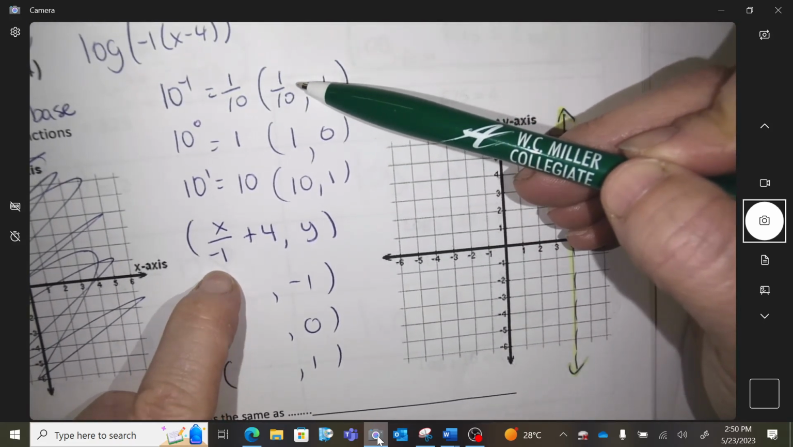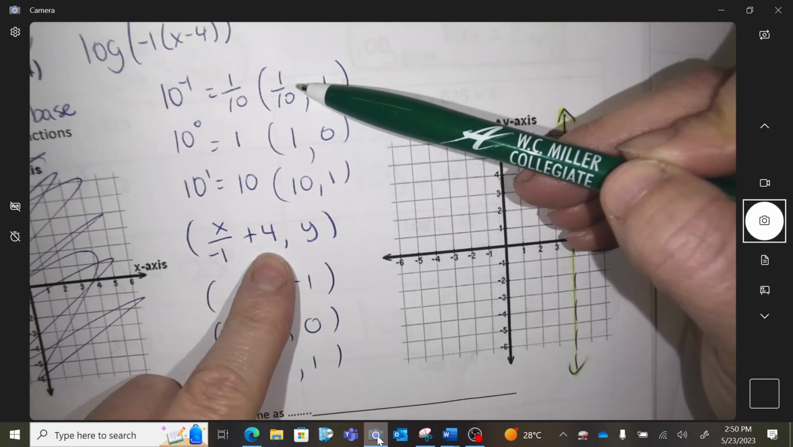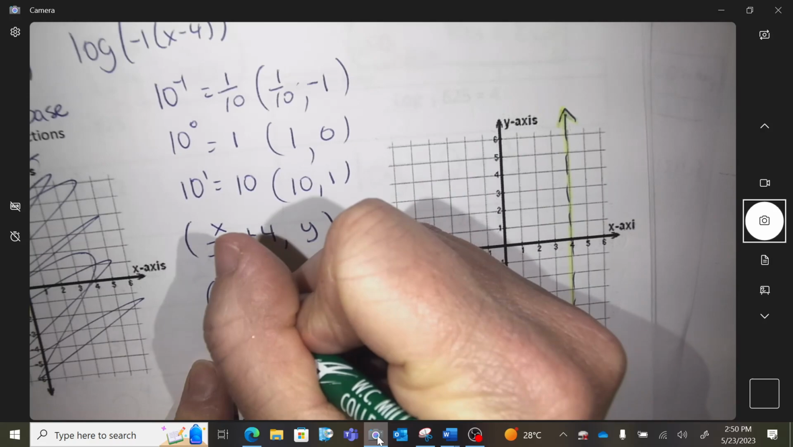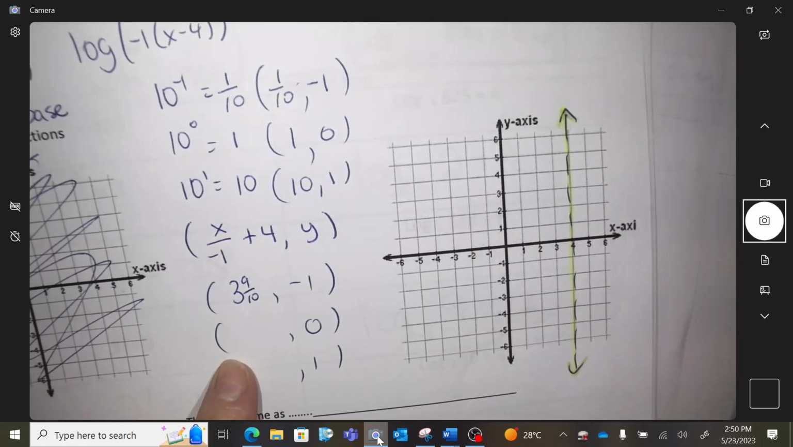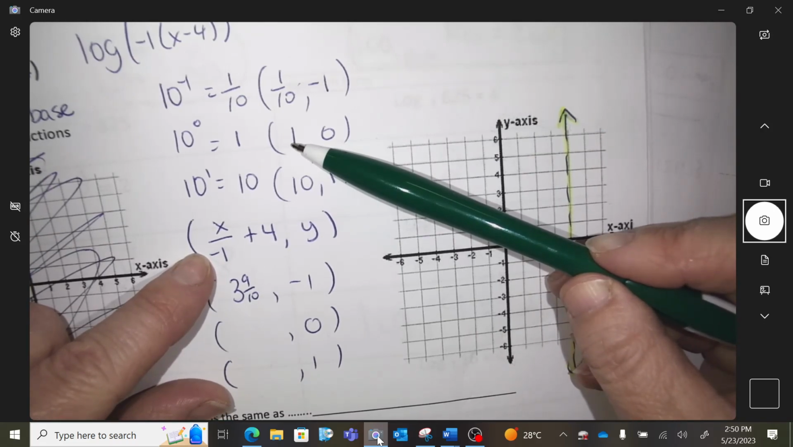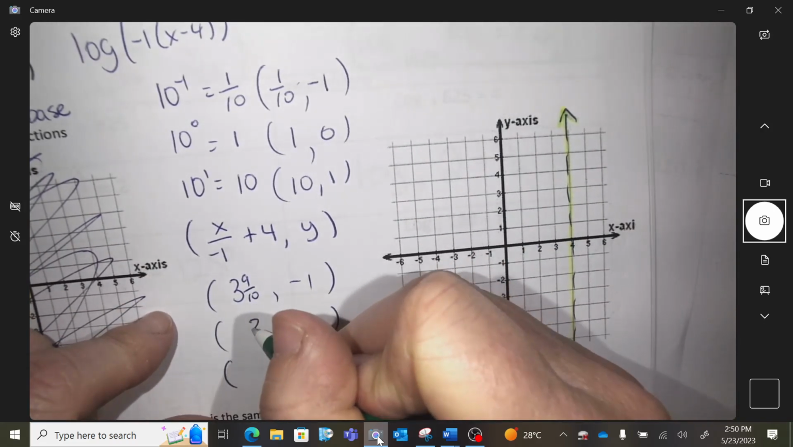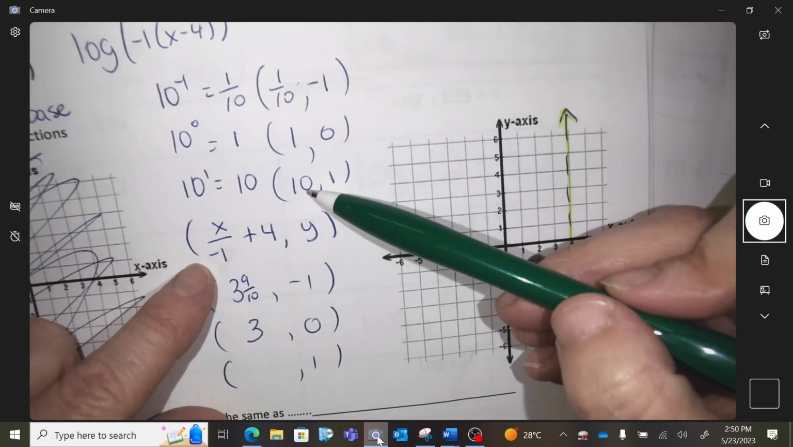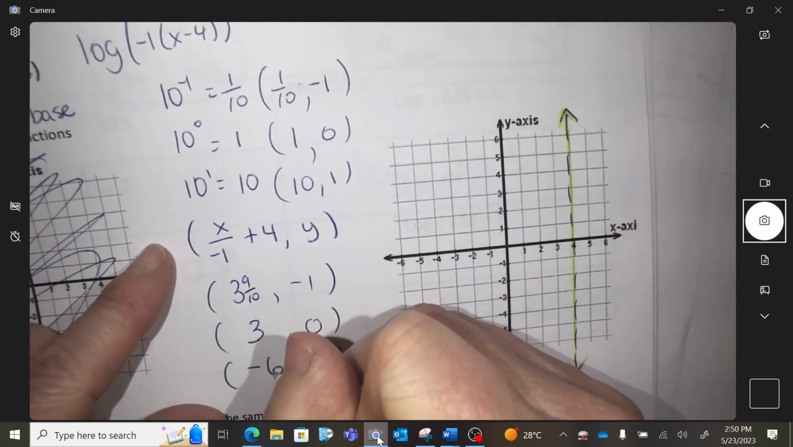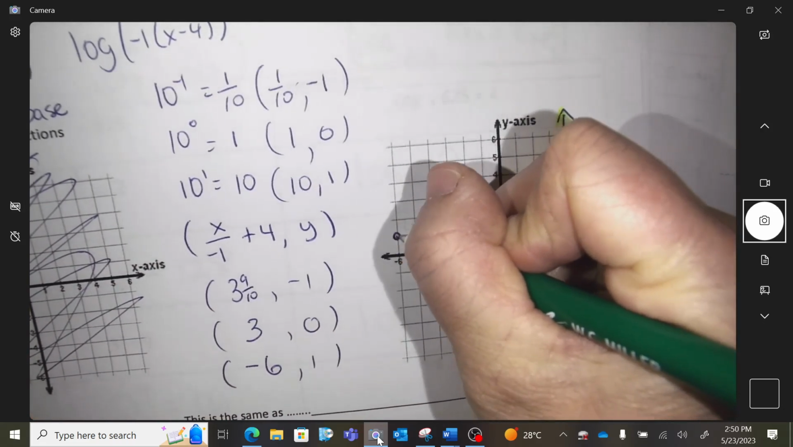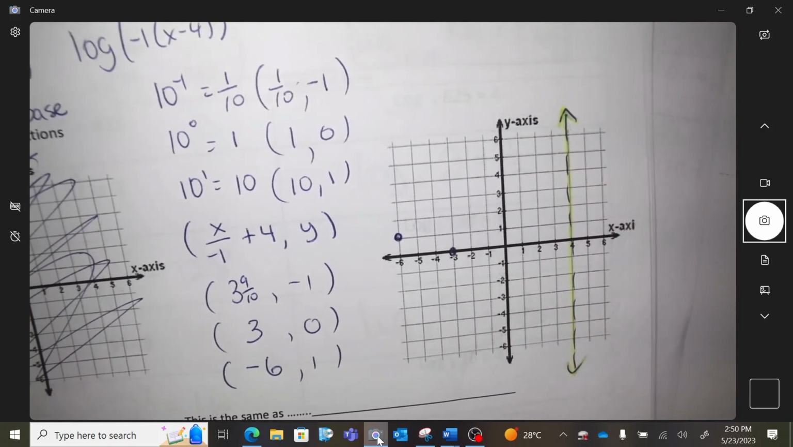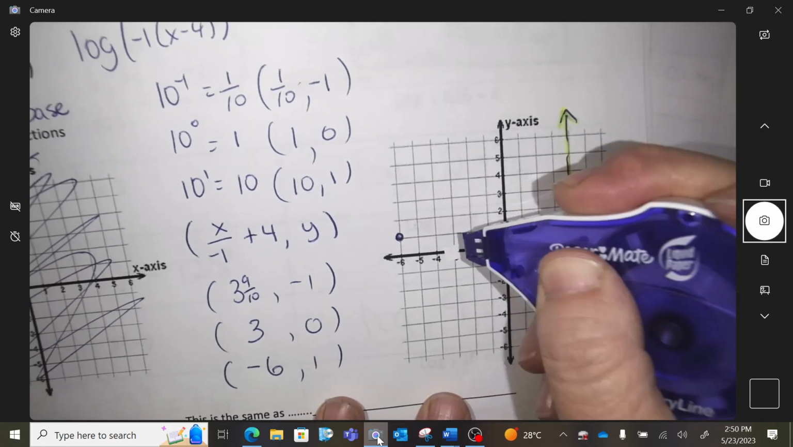We have negative 1/10 plus 4. So think about 4 subtracting 1/10. You get 3 and 9/10. Negative 1 plus 4 is 3. Negative 10 plus 4 is negative 6. Whoops, did a wrong point again.